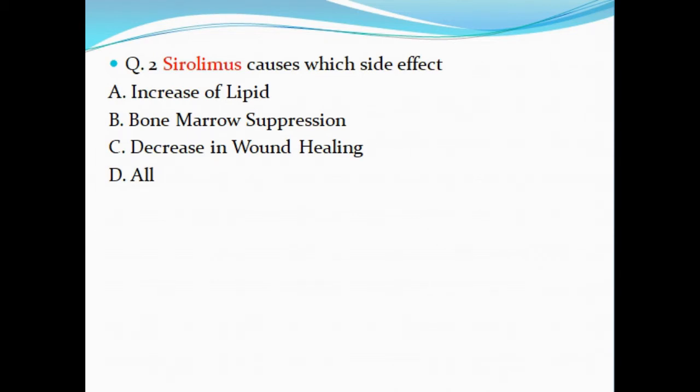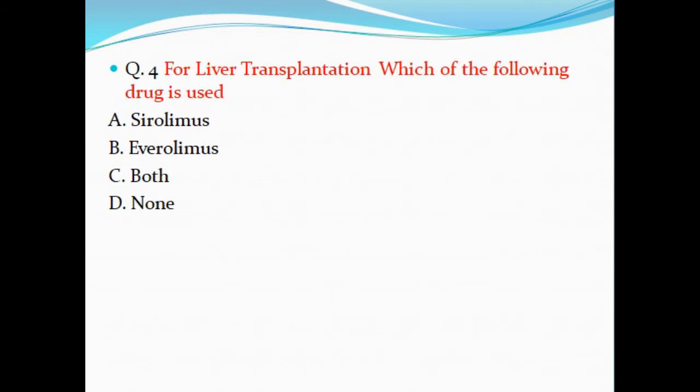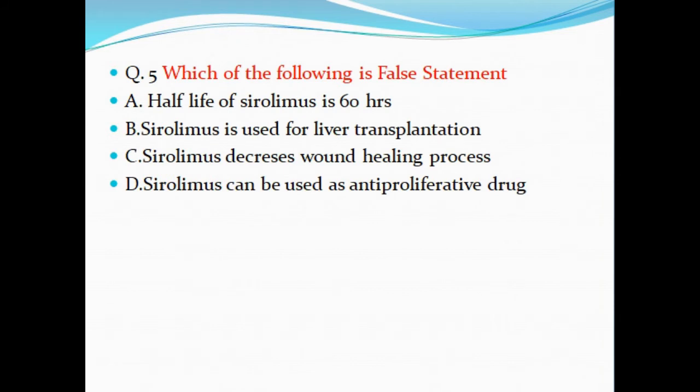Question number 3, sirolimus is clinically used for A. graft rejection, B. stem cell transplantation, C. steroid refractory cases and D. all of these. Question number 4, for liver transplantation which of the following drugs is used? A. sirolimus, B. everolimus, C. both of these and D. none of these.